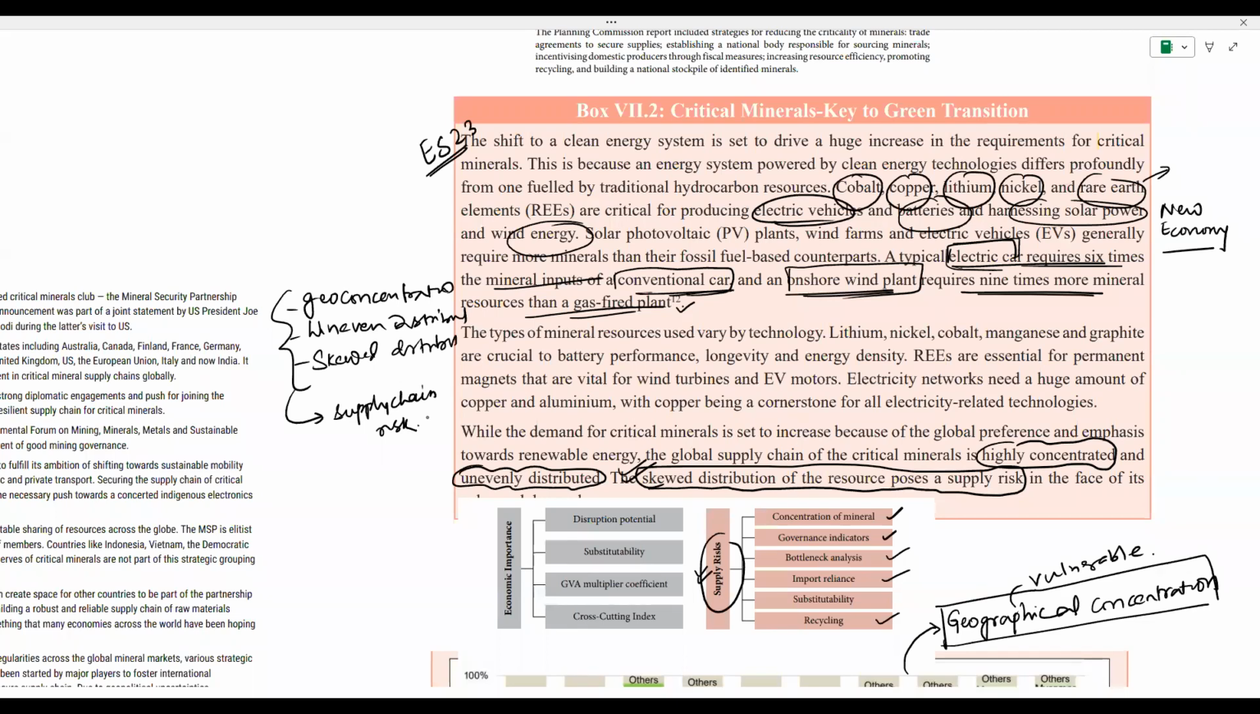Similarly, lithium, nickel, cobalt, manganese and graphite are needed for battery performance, longevity and energy density. Without batteries, how will you run EV vehicles? How will you store the renewable energy? So we need a lot of critical minerals. Is this clear, guys?